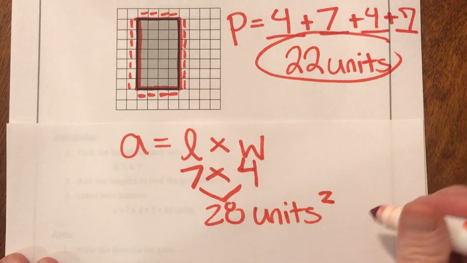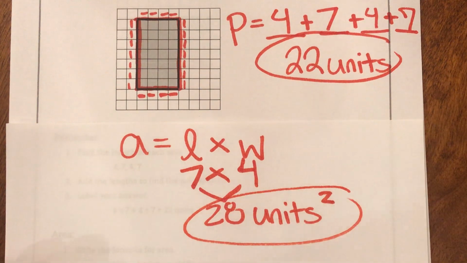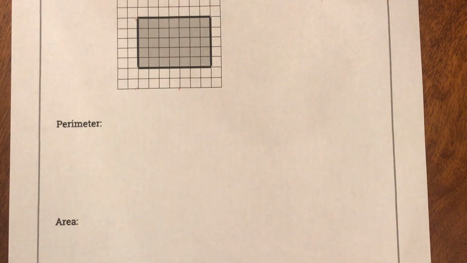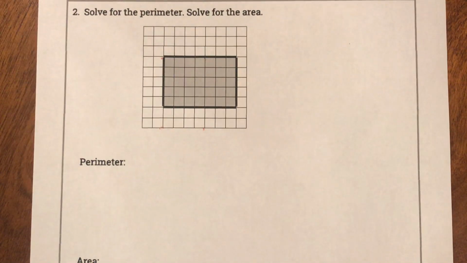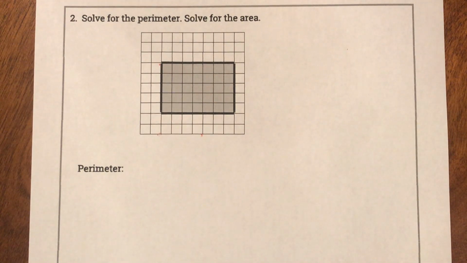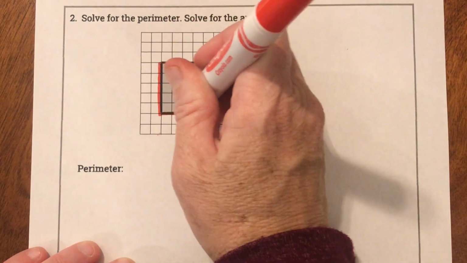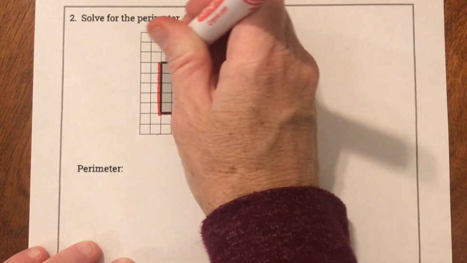And area is always squared. Okay, let me try another one of those. Here's my next shape. So solve for the perimeter and then solve for the area. Remember, perimeter is my fence that goes around my shape.